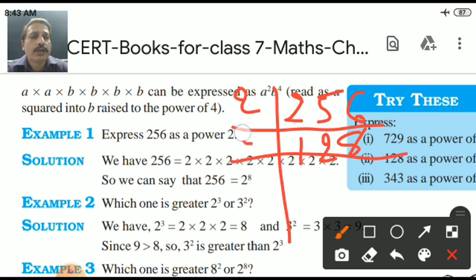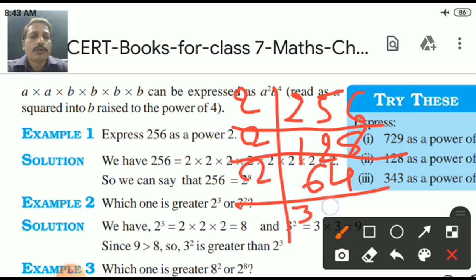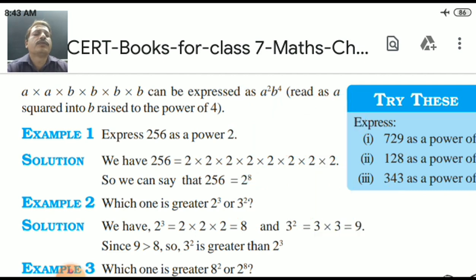Again, divide by 2, 64, again divide by 2, 32, again divide by 2, 16, and so on, the last way back. How many times do you have to do this? Yes, my dear students, you are right, 8 times. 2 into 2 into 2 into 2 into 2 into 2 into 2 into 2. Correct. 2 raised to 8. Easy? But how did you get it? By the division method, the ladder method.